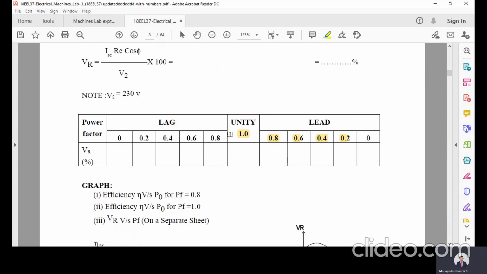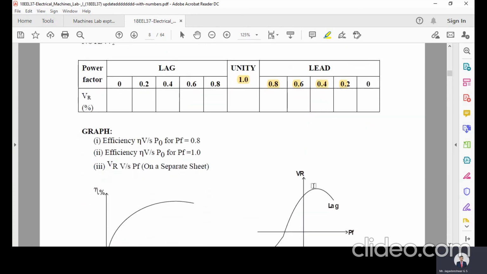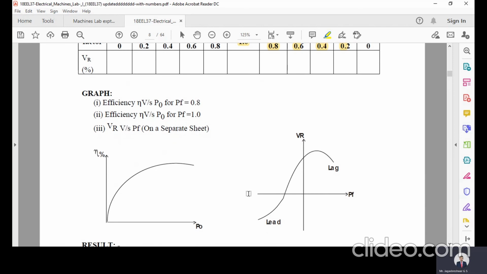Once you tabulate, once you get all the values, then you can plot this graph. Here x-axis should be taken as power factor, y-axis is regulation. So here you will take lag, and from here it will be taken as lead, and origin will be treated as unity power factor. On the right-hand side will be 0.8 lag, 0.6 lag, 0.4 lag, and 0.8 lead, 0.6 lead, 0.4 lead, and 0.2 lead on the left-hand side. So the graph will be like this.